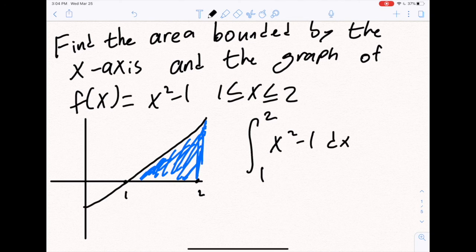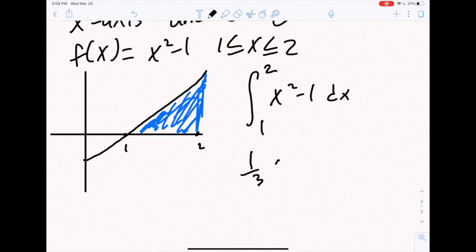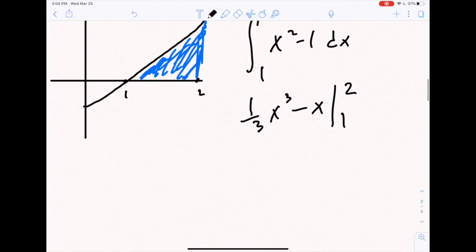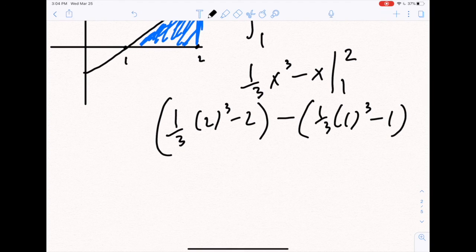This is dx because it's with respect to x. And so this is going to end up looking like 1/3 x cubed minus x evaluated from 1 to 2. And so we plug in 2 and plug in 1 and subtract the difference. So this is just 1/3 times 2 cubed minus 2, all in parentheses, minus 1/3 times 1 cubed minus 1, all in parentheses. We're subtracting that entire quantity.